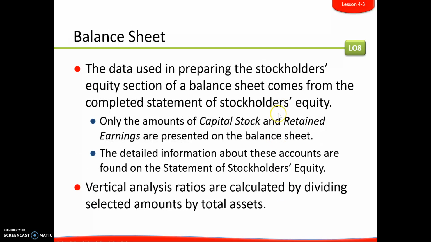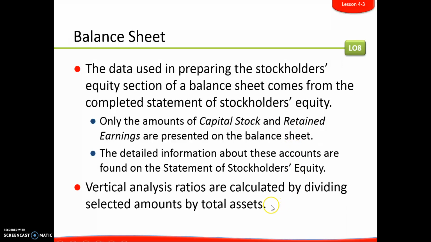And then our last section in the balance sheet is our stockholders' equity section. This information that we need to prepare this is going to come from our completed statement of stockholders' equity. Our total amounts we're looking for are our total capital stock and our total retained earnings. Remember that the detailed sections of this are what we just completed in doing the statement of stockholders' equity, so there's no need to repeat that. We just need total amounts here for capital stock and retained earnings so that we can complete the balance sheet.